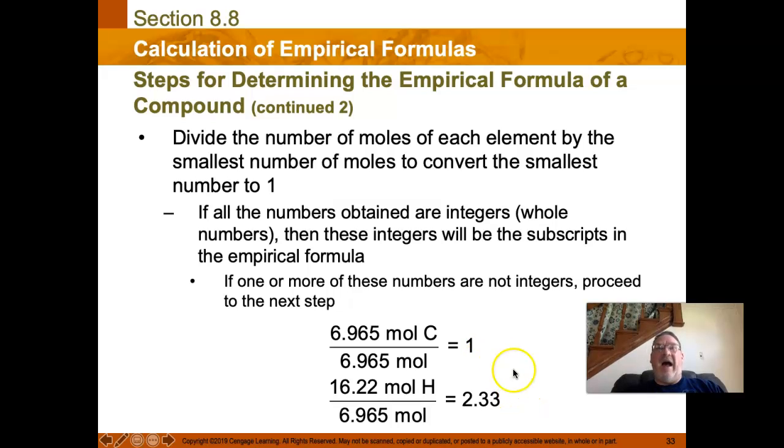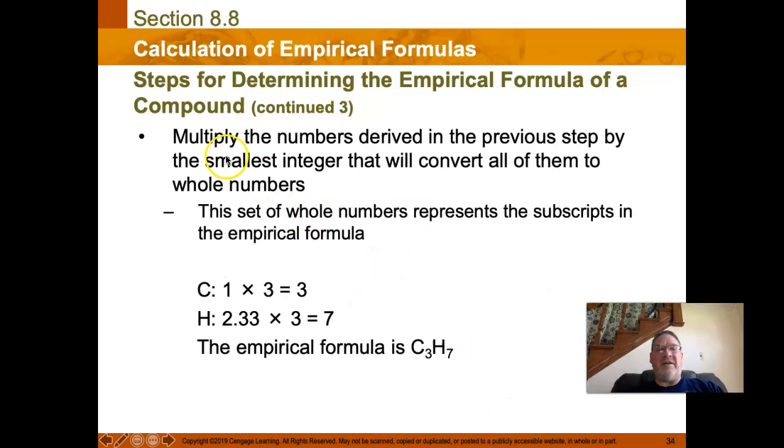Now, ideally, these numbers will be whole. But we've got a fraction here, a decimal amount, and subscripts are not decimal amounts. So look at what they tell us to do. If we have this decimal, we multiply those numbers by the smallest integer to convert it all to a whole number. So we had 0.33. We're going to multiply that times 3, and we also multiply the carbon by that too.